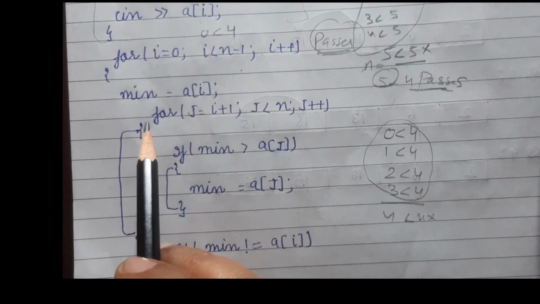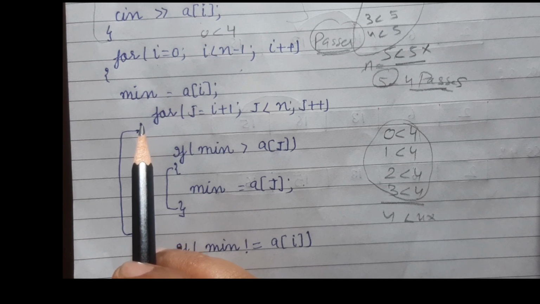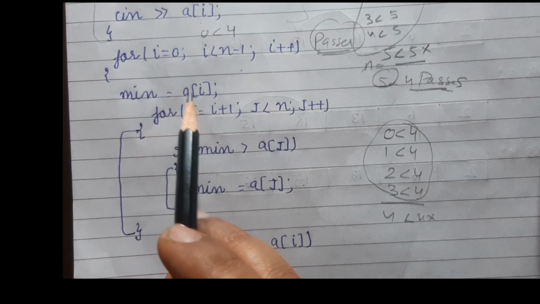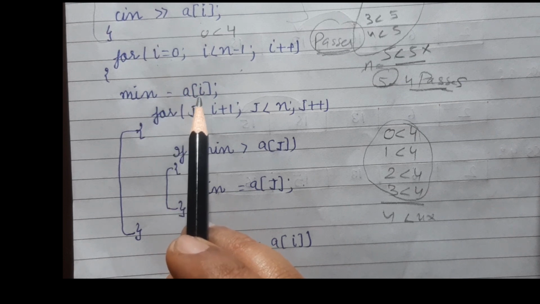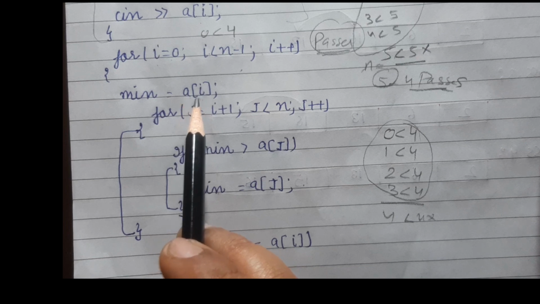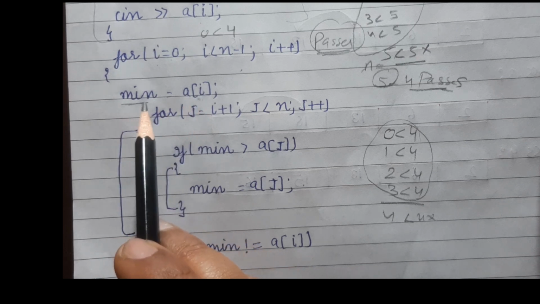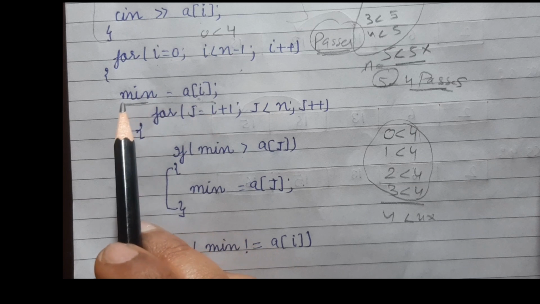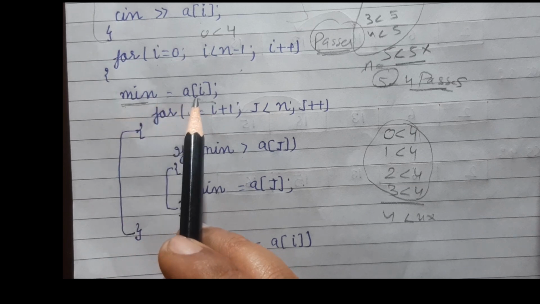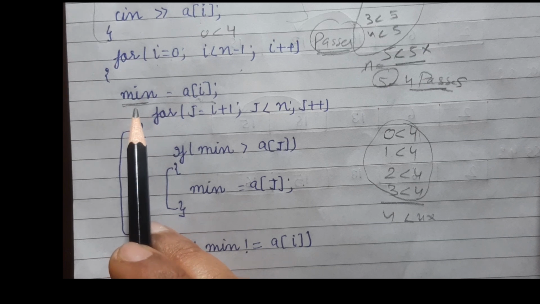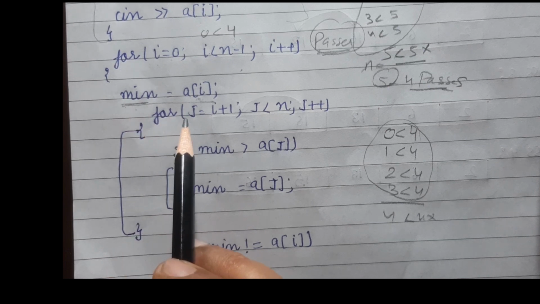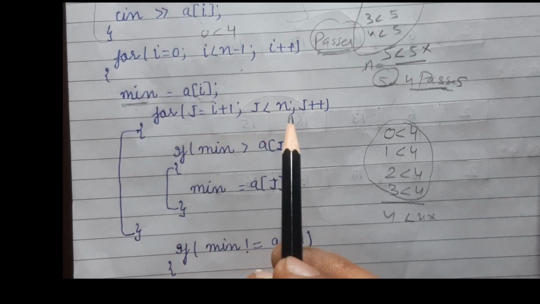Now I hope all of you know how to find the minimum element in the array. So i has a value 0. Now whatever value is contained in a of 0, I assign that value to the minimum variable. By using this statement, I am assuming that the first element of the array, the element placed at 0 index, is the minimum element. After this, now I implement this inner loop.